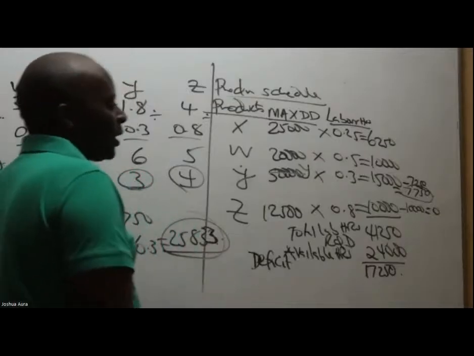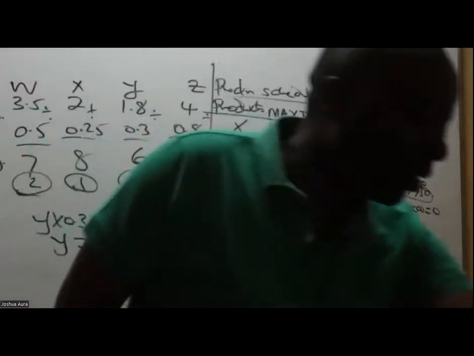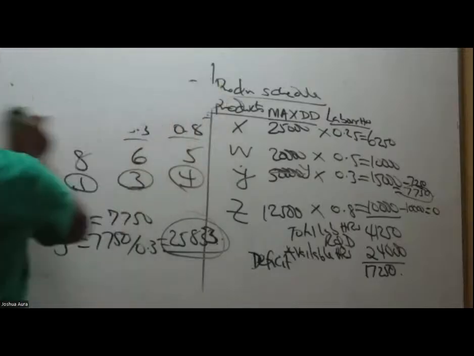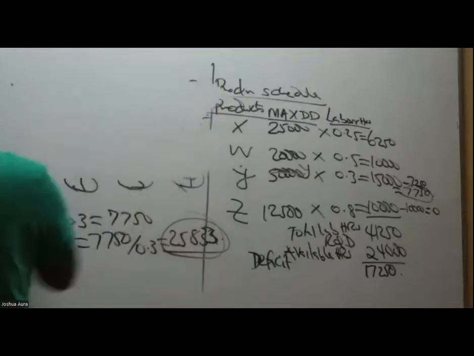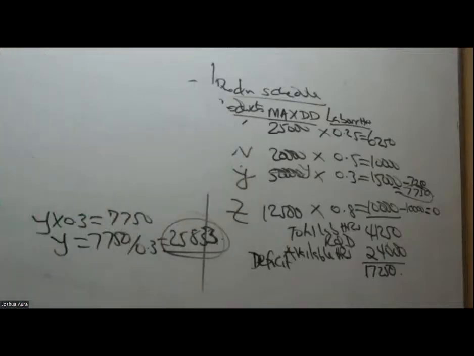Once I've gotten this, then I'm at home. What I need to do is simply to come and give them a summary. So our summary production basically will be that this one here was X, was it? So we have X, W, Y. Z, of course, is 0.